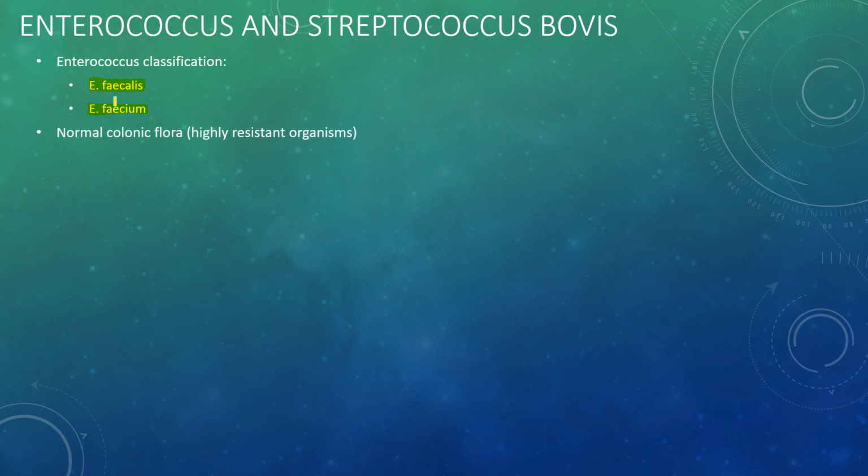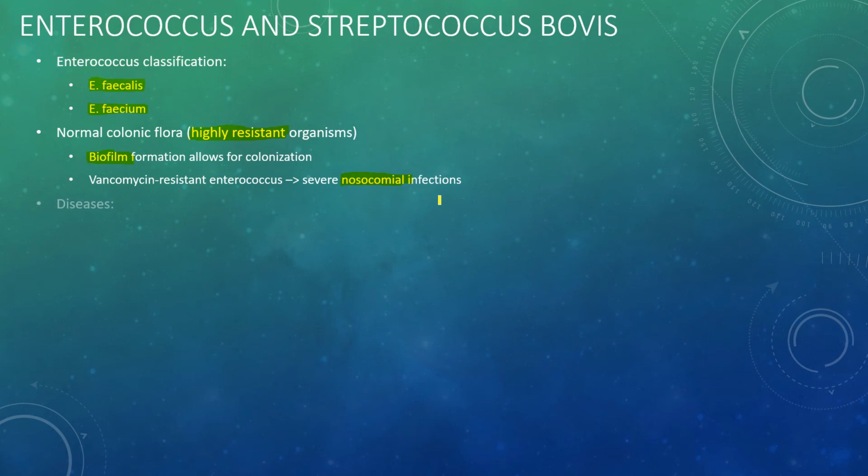So they're normal colonic flora. They're found in your colon, but they're very, very resistant. And they can even be resistant to vancomycin, which is very, very dangerous for our patients in the hospital. So why is it so resistant, and why does it cause so many problems? Biofilm helps. Remember, biofilm protects you and allows you to adhere to certain surfaces to colonize. And it also can get vancomycin-resistant Enterococcus, causing severe nosocomial infections. Nosocomial means getting it from the hospital. So you get severe infections from Enterococcus in the hospital.